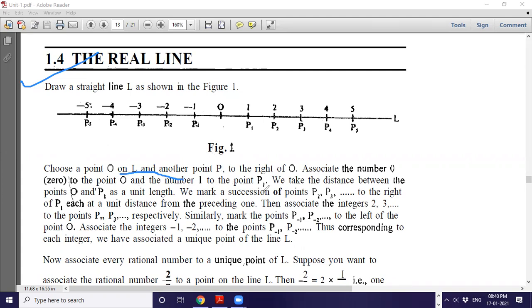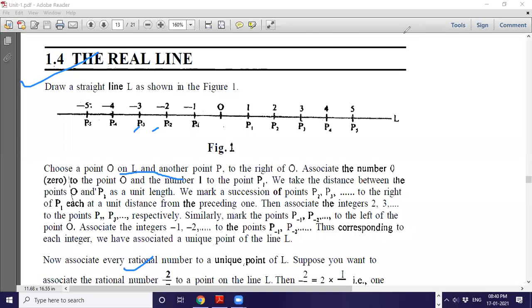We mark such a succession of P2, P3, मतलब एक एक करके बढ़ाते आ रहे हैं हम लोग, right? To the right of the points like that. Similarly, we can mark P minus 1, P minus 2, P minus 3 like that, 1 unit between them. Now, we can associate every rational number to a unique point of L, right?